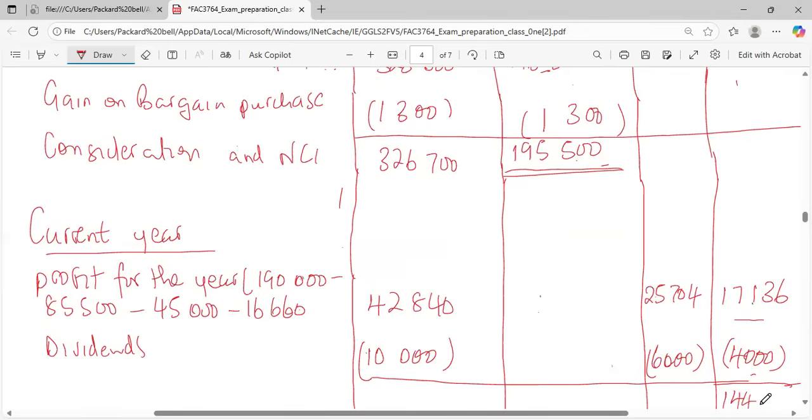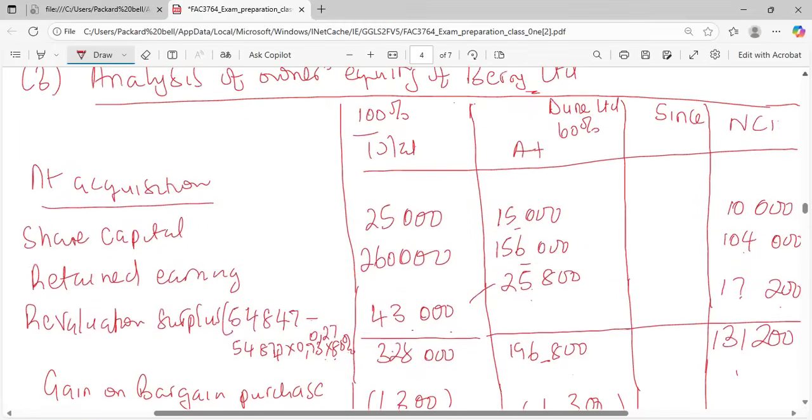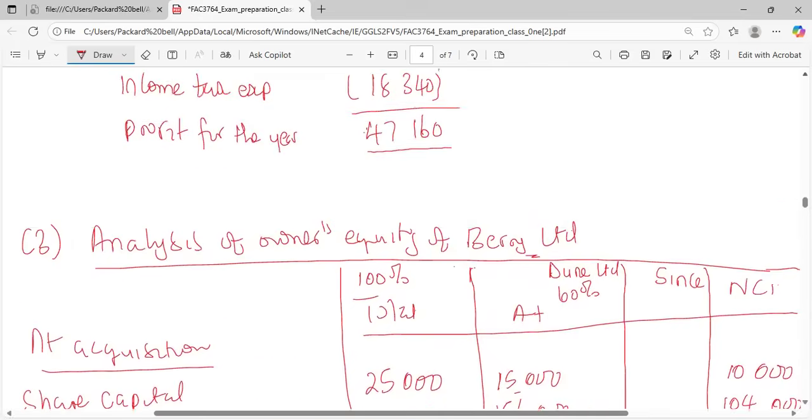We are going to have 144,336. The reason why I always want this total is because we are going to use it when we do our consolidated statement of financial position. You will need this figure, so having it now is going to assist you. But anyone with a question here, remember we're doing our calculation here.